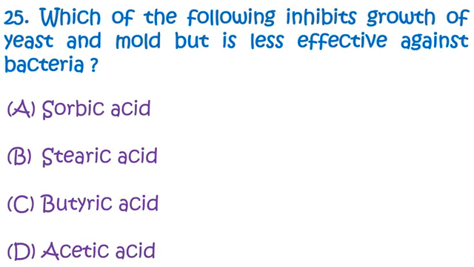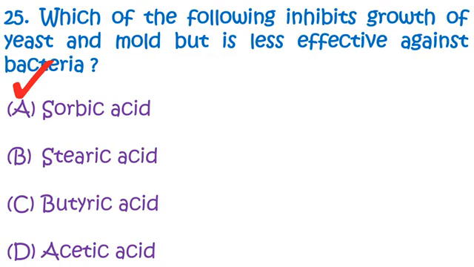Question number 25. Which of the following inhibits the growth of yeast and mold but is less effective against bacteria? Options are option A sorbic acid, option B stearic acid, option C butyric acid, option D acetic acid. Correct answer is option A sorbic acid.